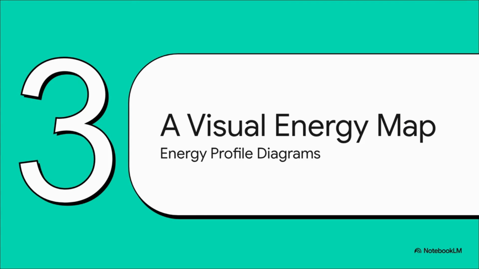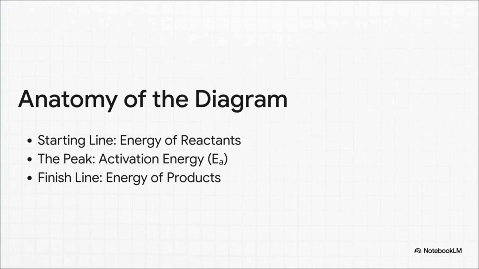Look, numbers and equations are powerful, but sometimes a picture is worth 1,000 kilojoules, right? So let's visualize this energy journey with something called an energy profile diagram. Every one of these diagrams has three main parts. The vertical axis, the y-axis, represents potential energy. You have a starting line, which is the energy of your reactants. You have a finish line for the energy of your products. And in between, there's this hump, this peak, called the activation energy.